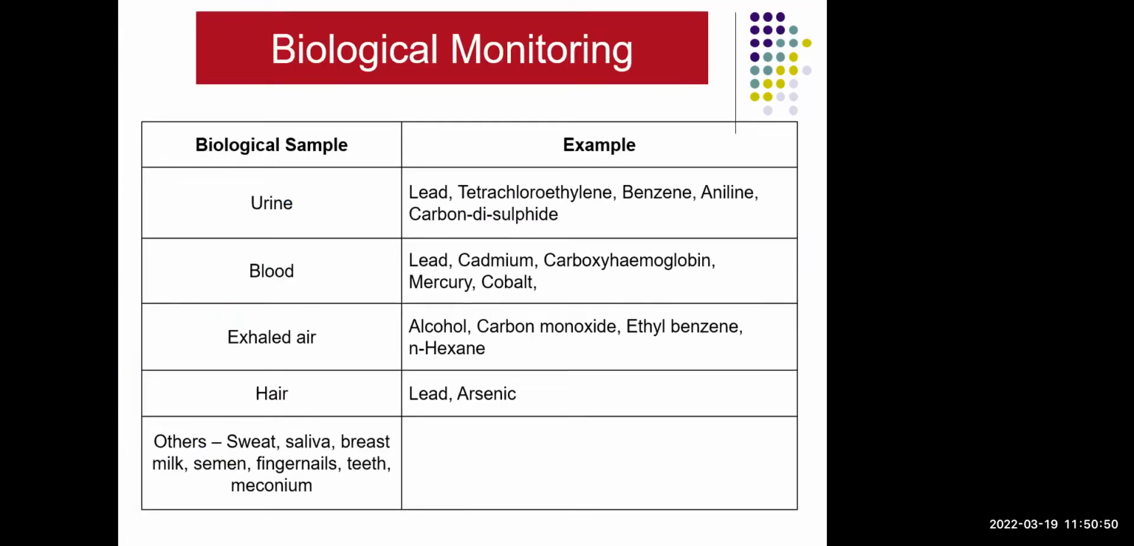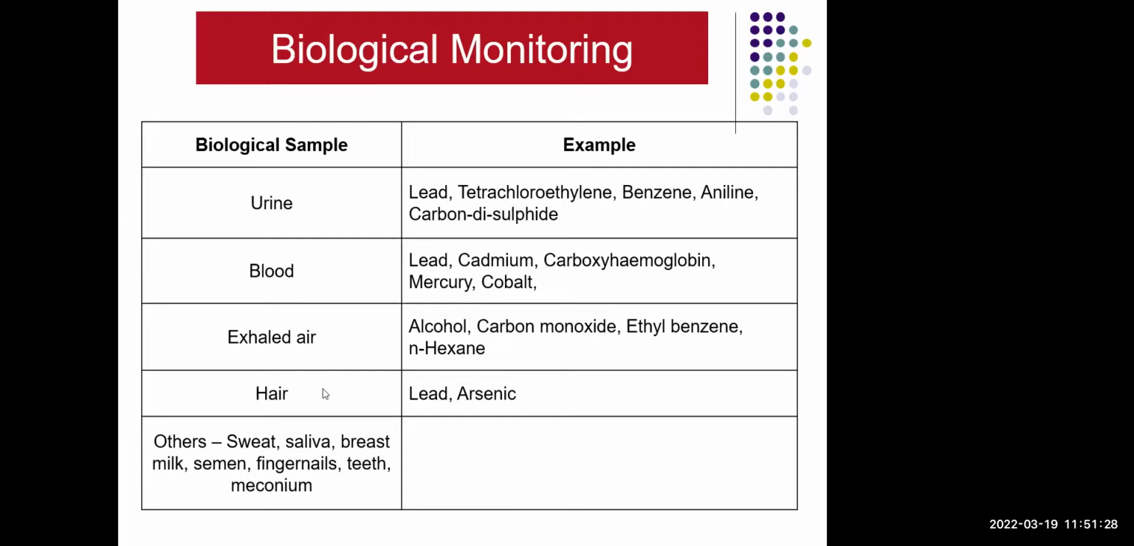The second tool a doctor can use is what is called biological monitoring. When chemicals enter your body, they are metabolized and thrown away either as a whole or as a metabolite. For example, when you drink alcohol, it is thrown out as it is in your breath. That's why alcohol testing is done by the traffic cops. So the commonest sample is urine. Then blood, exhaled air and hair. Urine is very commonly used because it is non-invasive and easy to collect.